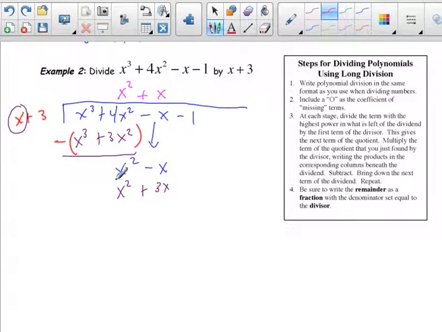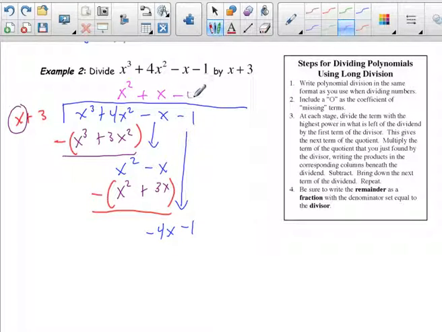And then remember, we're going to subtract those two polynomial expressions. So negative x minus 3x is going to give us minus 4x. And x squared minus x squared is going to give us 0x squared. I'm not going to write that. And then I'm going to bring down the minus 1. I'm going to ask myself again, how many times does x go into negative 4x? That would be negative 4 times.